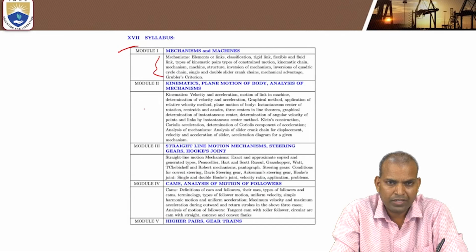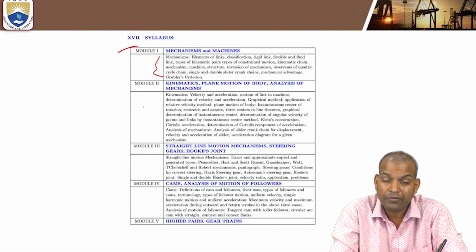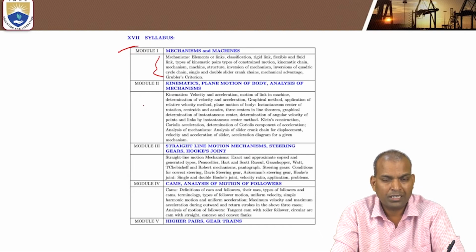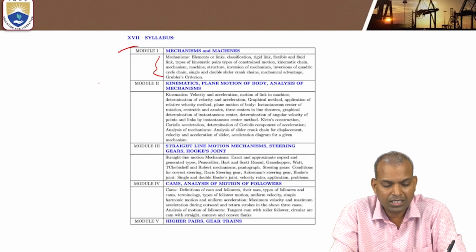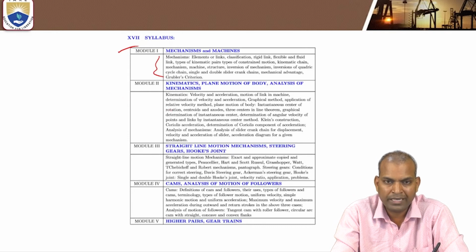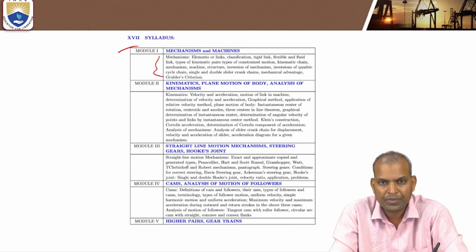Under module 2, we are going to study velocity analysis and acceleration analysis. We are going to find out various velocities of various links of a mechanism by using the relative velocity method and the I-center method. And acceleration analysis will be done by using the relative method. And also the subtopics mainly are Klein's construction and Coriolis component of acceleration.